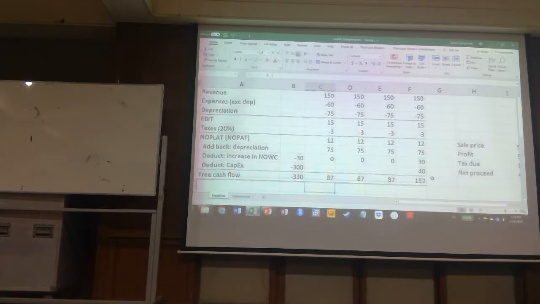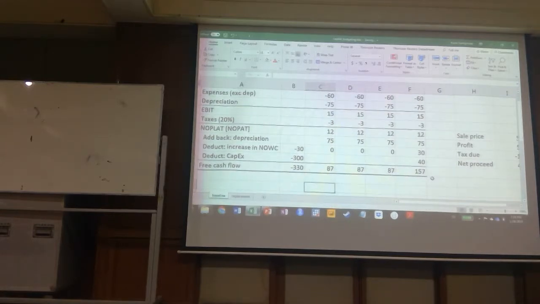Once you add all these up, you get your free cash flow number. So the numbers are the same. The last year has the same components as the first 3 years too. It's going to be the same 87, but you also get the capital recovery of 70 here. So 87 plus 70, you get 157. That's all your cash flow you're going to get back at the end.